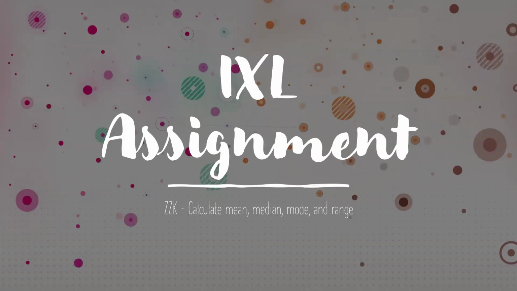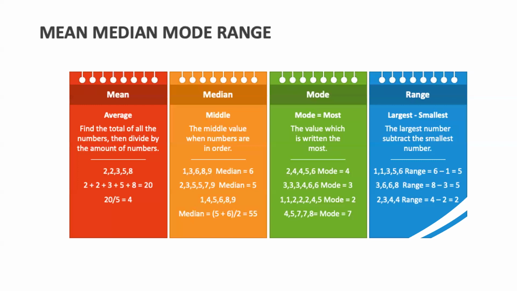We're going to go over IXL assignment ZZK, calculate mean, median, mode, and range. So first, let's have a little note sheet here. This can be really helpful for you to either jot down in your notebook or take a screenshot of, because I know it's really easy to accidentally get these mixed up, especially since 3 of them start with the letter M. It's easy to get them confused.